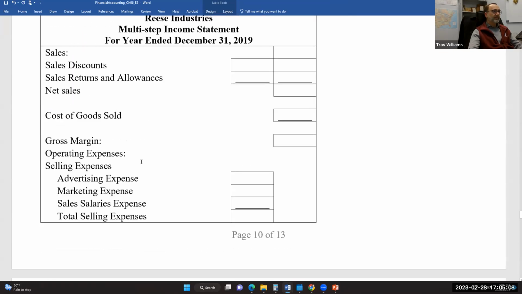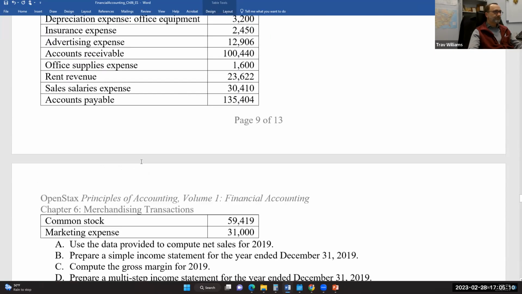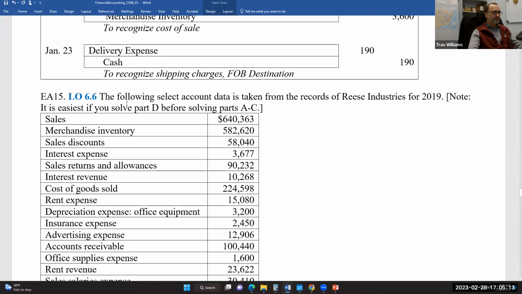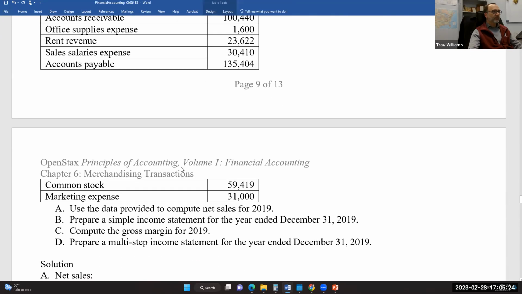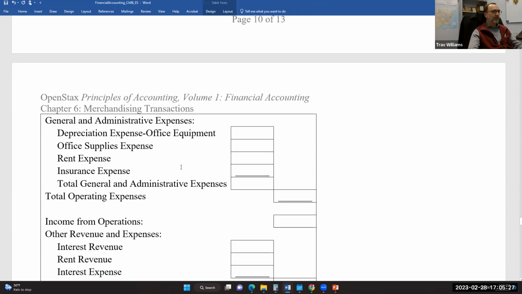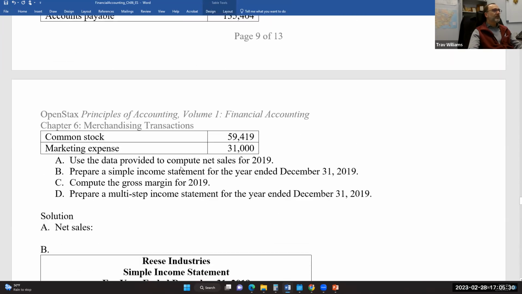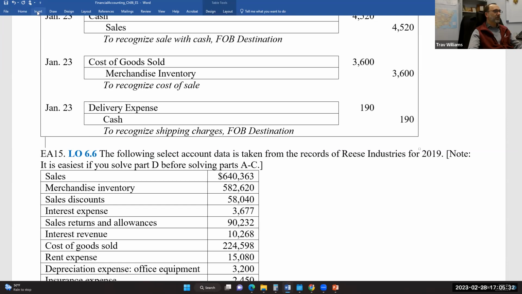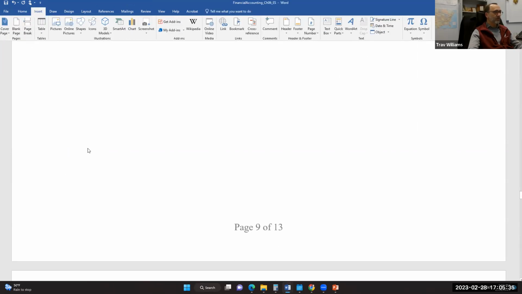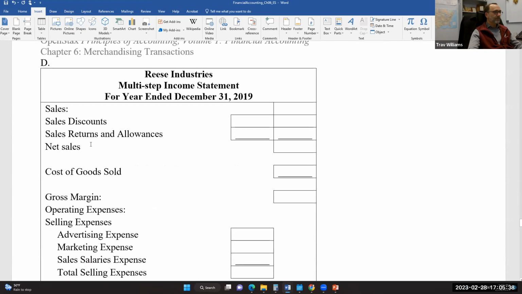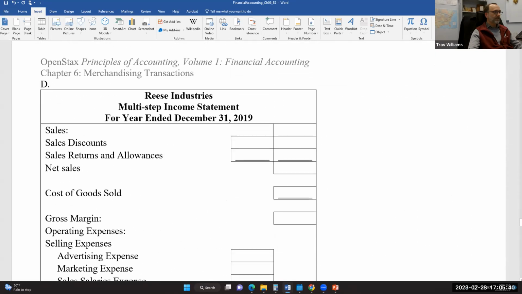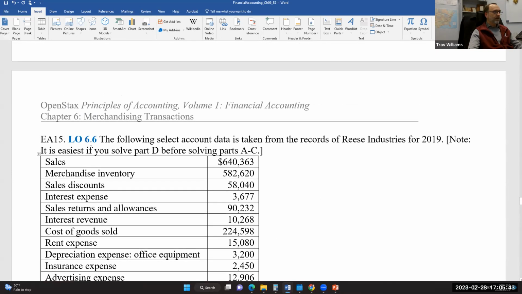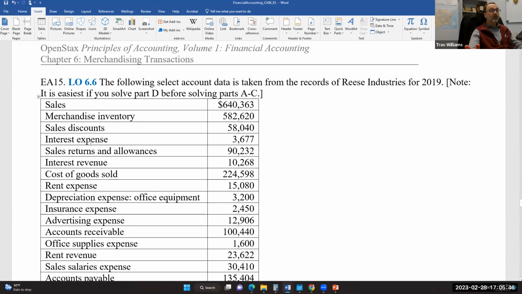So for exercise 15 here, I've put a note. It's easiest if you solve part D before you solve parts A and C. So that's what we're going to do. I guess it's a pretty long exercise. Let me see if I could just get it down to 2 pages, so it'll reduce a little bit of scrolling here. Okay, I think that's 2 pages. Okay. All right, so let's go ahead and start with part D.